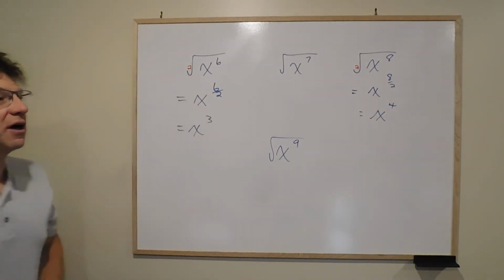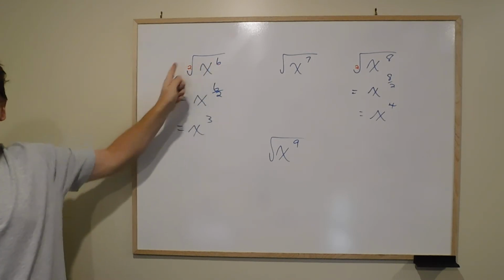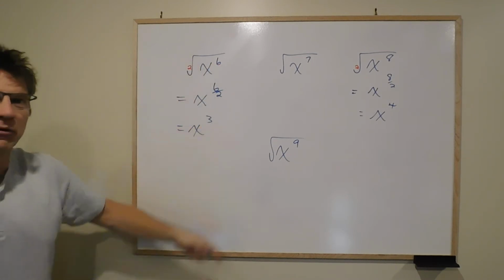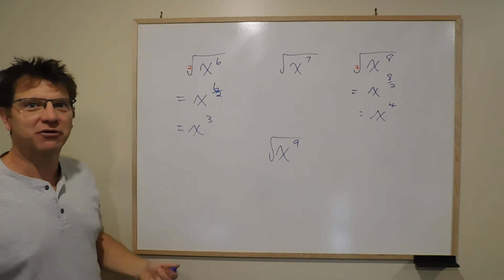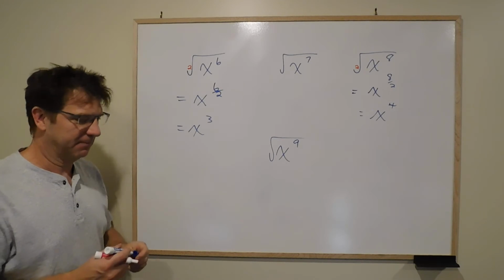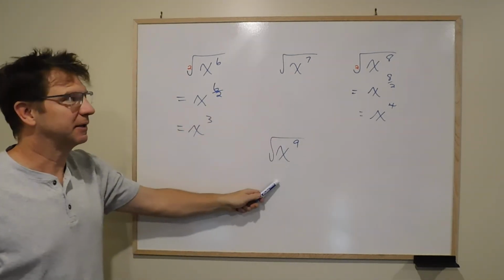Okay. So it's always true that the square root is just the exponent divided by 2, so x to the 6, the square root is x cubed. If it was x to the 28, then it would be divided by 2 is 14, it would be x to the 14, right? The change is if I have odd exponents, right?